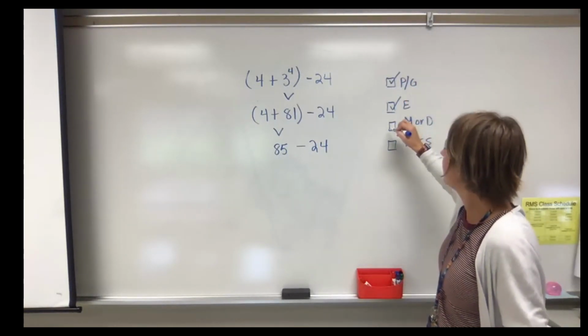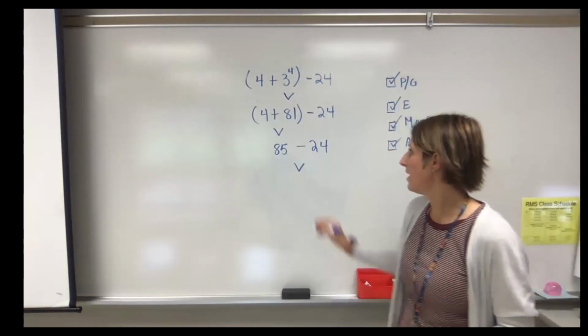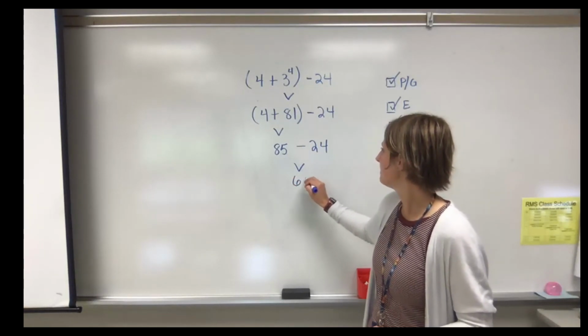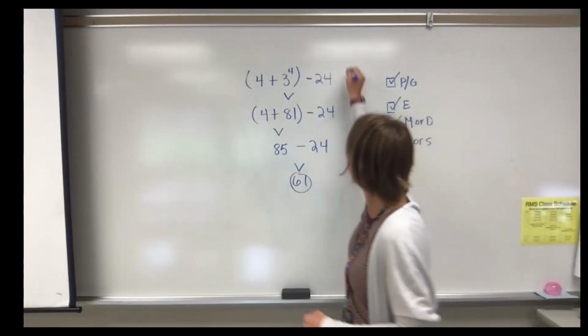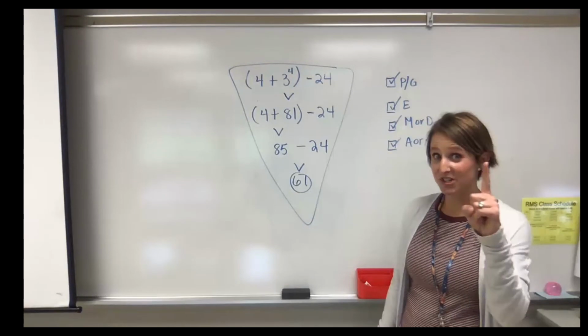I am done with parentheses. Exponents are already gone. Multiplication or division. I just have subtraction left. And this gives me what? 85 minus 24. 61. We have one more to do together.